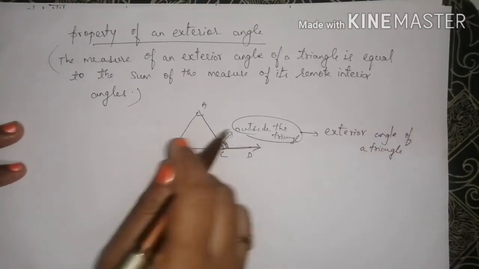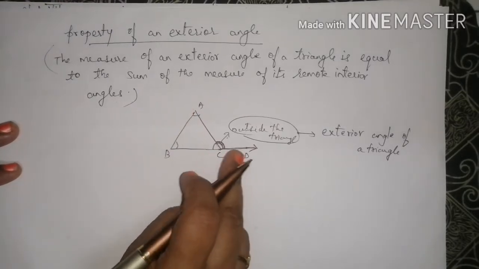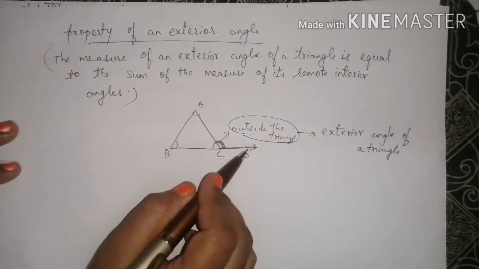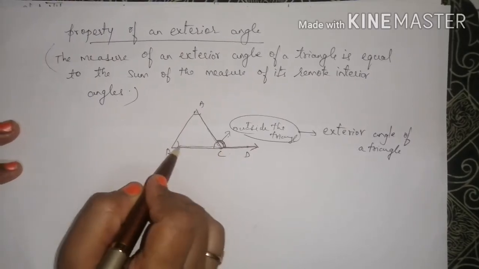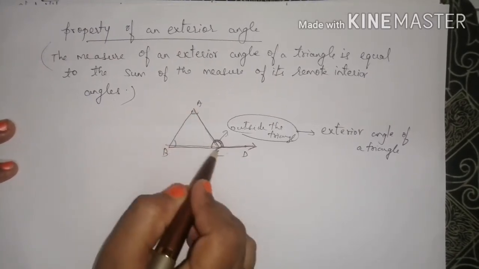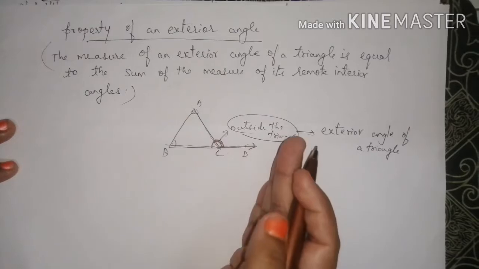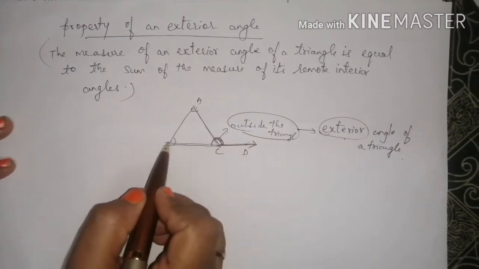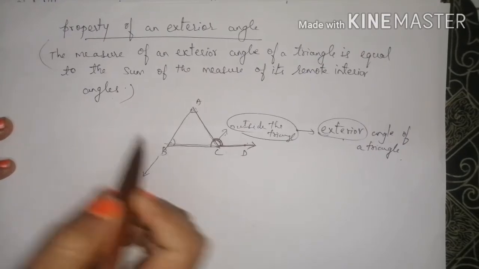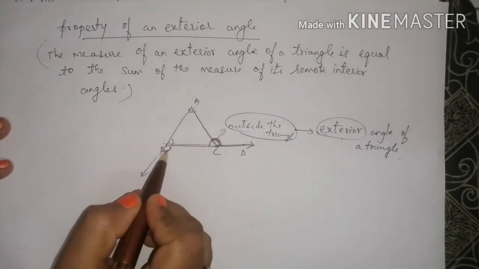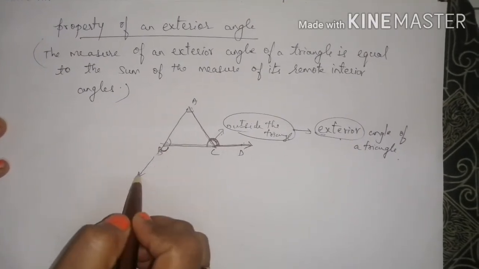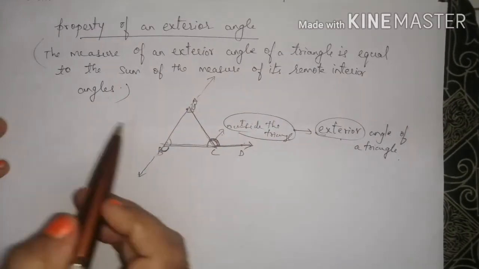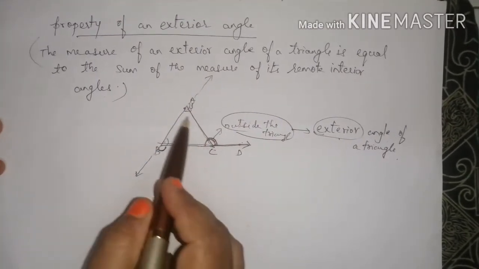So here the triangle is ABC and I have extended it from C. So I got this outside angle ACD, and one more angle inside it, ACB. This ACB is inside, and this ACD is outside the triangle. That is why it is called the exterior angle of a triangle. You can extend it from B also, children. If I extend from B, I get this as an exterior angle. If I extend it from A, I get this as an exterior angle. So you can extend all three sides.